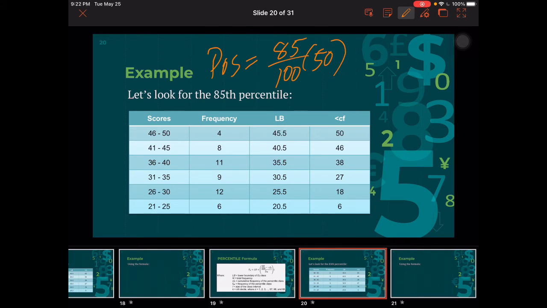So, that's 85 times 50 divided by 100. That is a 42.5. So, nasaan kaya ang 42.5? Nandito po siya sa class na ito. Okay? So, again, what do we need? We need our class interval 5, the frequency, the lower boundary, and the cumulative frequency before. Okay? So, syempre, kailangan natin yung position.